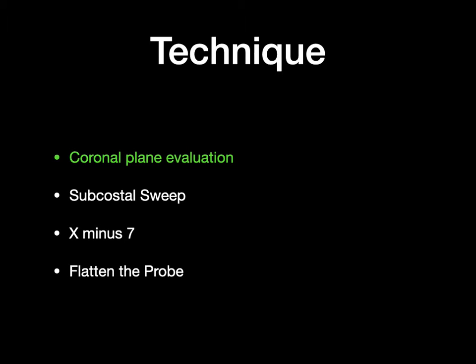Moving on to the different types of techniques you can use for hepatobiliary imaging, we will start first with coronal plane evaluation. The choice of technique really depends on the sonographer comfort, patient anatomy, and habitus. This first technique is used primarily for liver parenchymal evaluation, but can be used for biliary evaluation depending on the location of the patient's gallbladder.